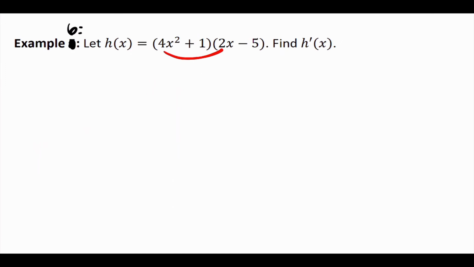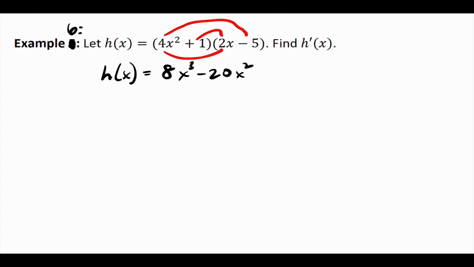First, let's see, h of x. So 8x to the third, outer, minus 20x squared, inner, plus 2x, last, minus 5. No like terms to combine. Use the power rule. See what you get. Do it right now. See what you get.